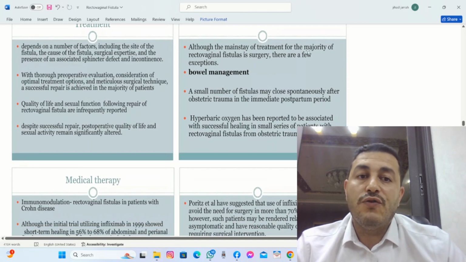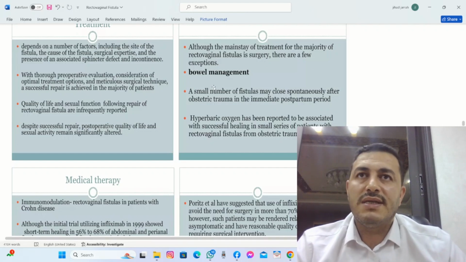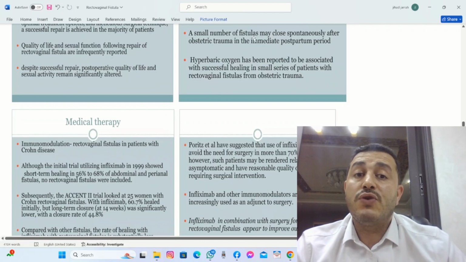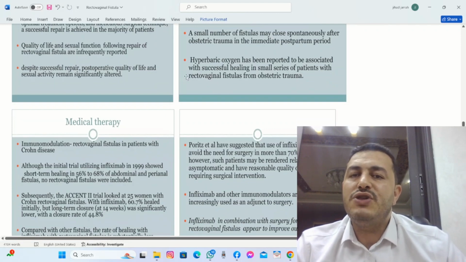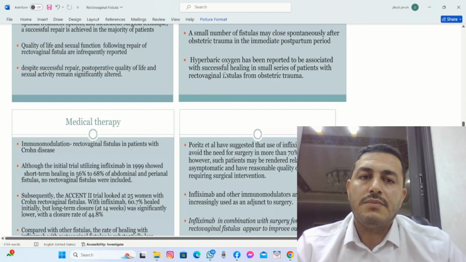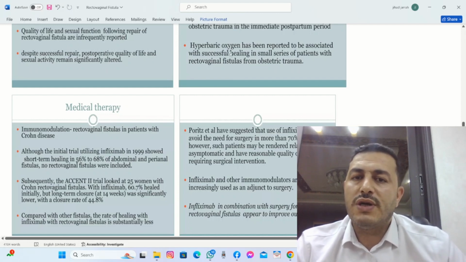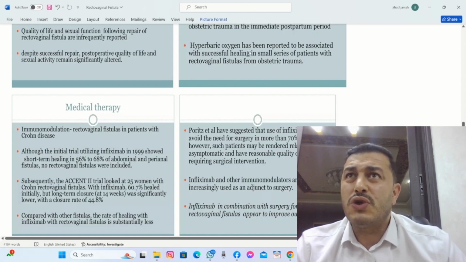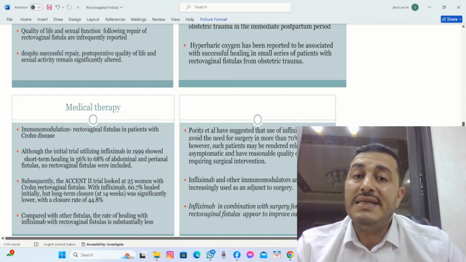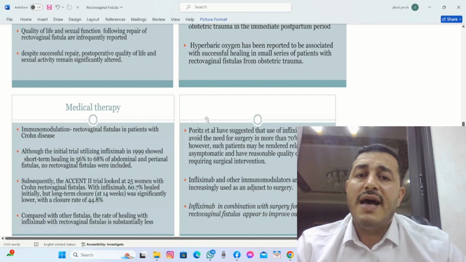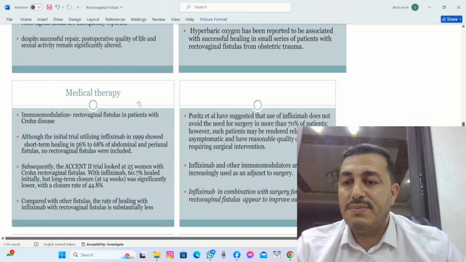Although the mainstay of treatment for the majority of rectovaginal fistulas is surgery, there are a few exceptions. We said not all minimally symptomatic or asymptomatic fistulas require surgery. A small number of fistulas may close spontaneously, especially after obstetric trauma. Hyperbaric oxygen, we do not review it when we talk about the approaches, is also reported in the literature as a treatment modality for rectovaginal fistula. We know that hyperbaric oxygen can assist in the healing of a small fistula, especially.